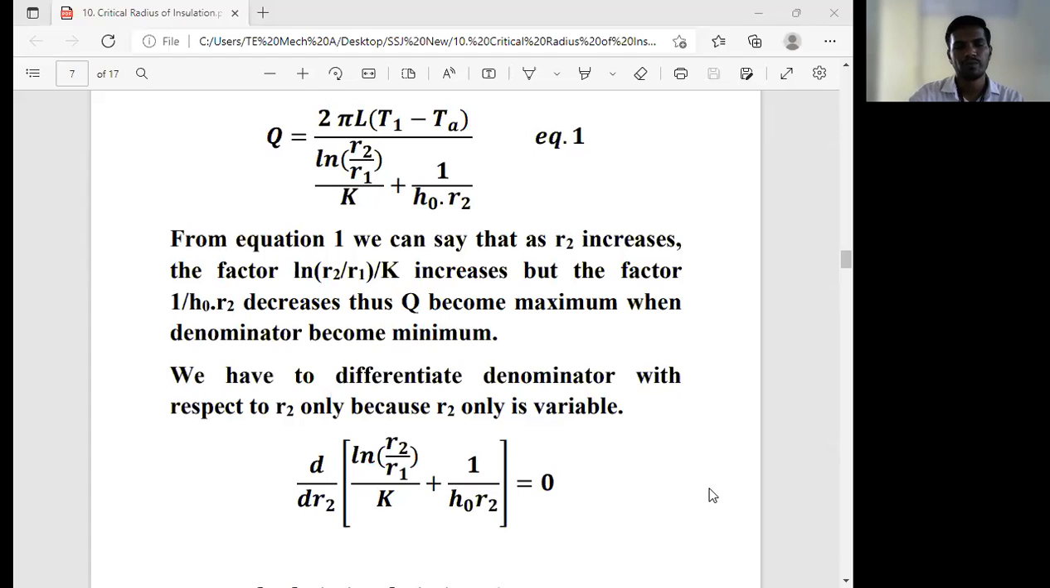Okay, so all of you take the derivative of the denominator and equate that value to 0. Derivative with respect to R2. Take the derivative of the denominator: ln of R2 by R1 divided by K plus 1 upon HO R2 is equal to 0. Okay, it's a derivative, काय सांगा. First term चा derivative. Derivative of log काय असते.